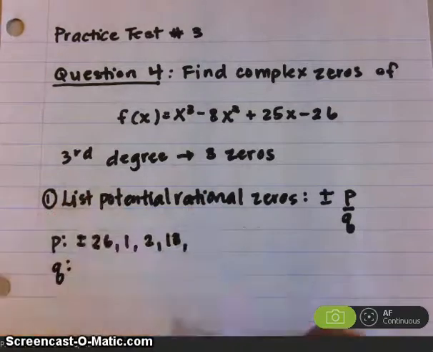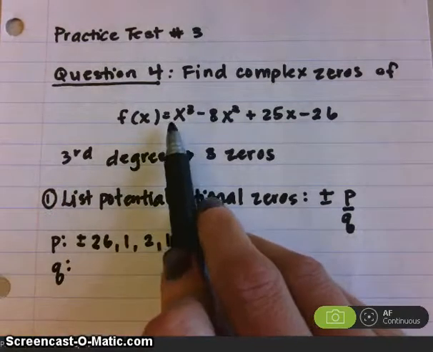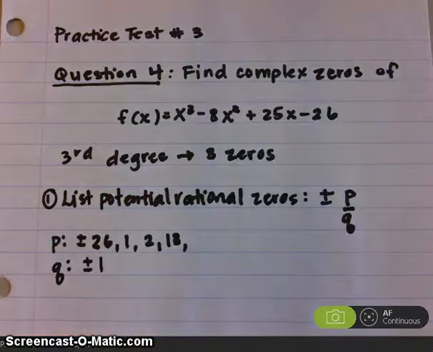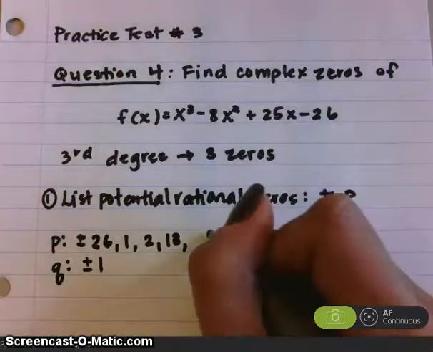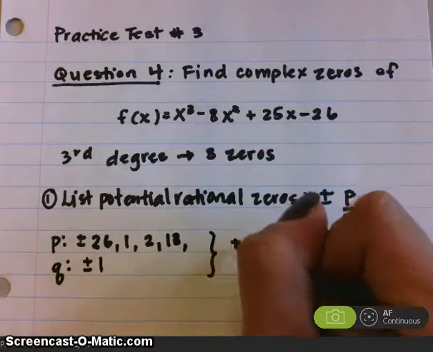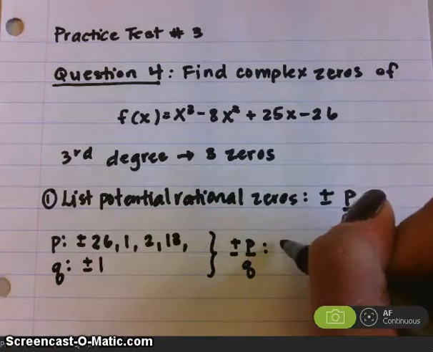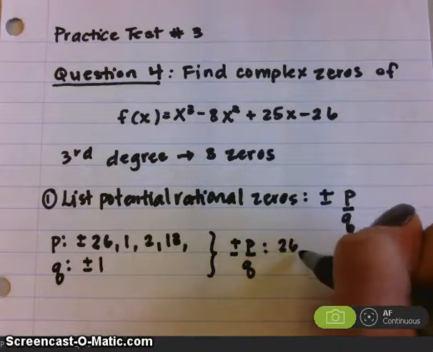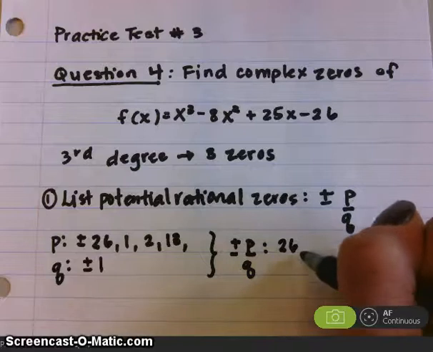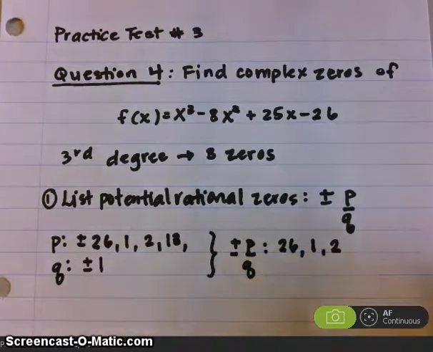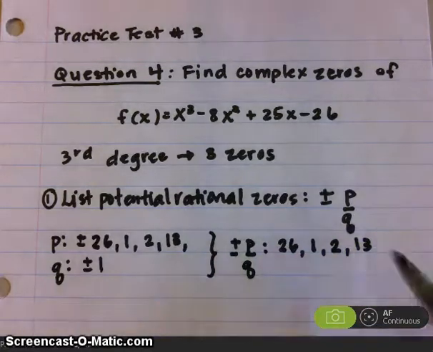My q's are actually pretty easy because the leading coefficient here is just a 1. So the only factor of 1 is 1. So putting that together, my list of potential p's over q's will look like this: plus or minus 26 over 1, which I don't have to write, plus or minus 1 over 1, 2 over 1, and 13 over 1. All of those plus or minus.